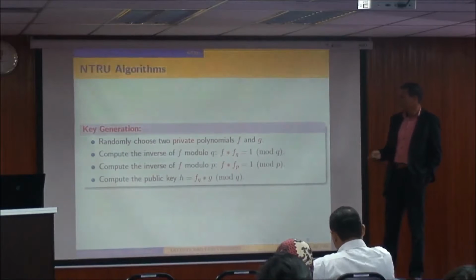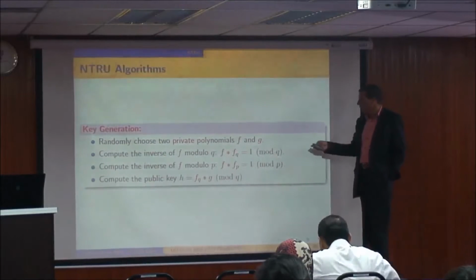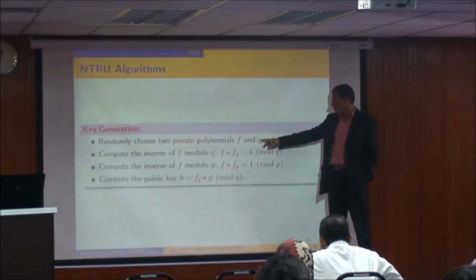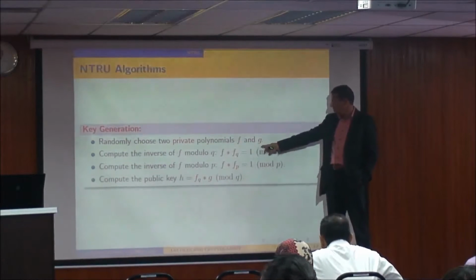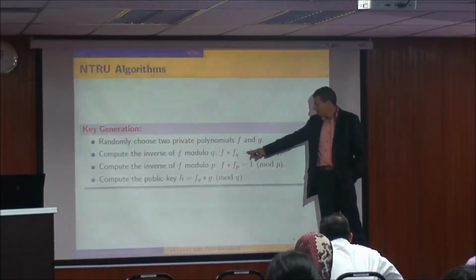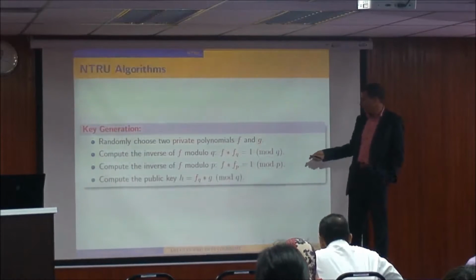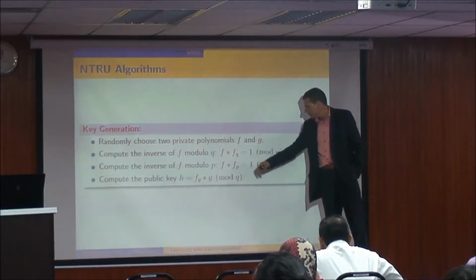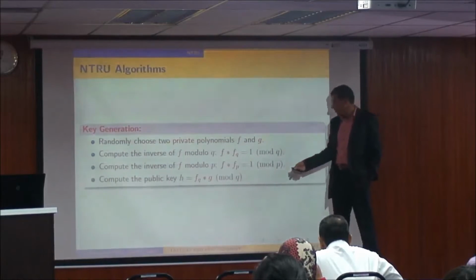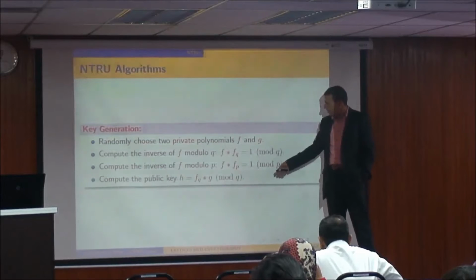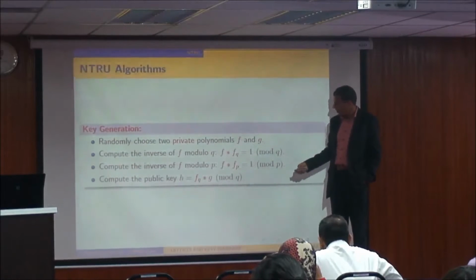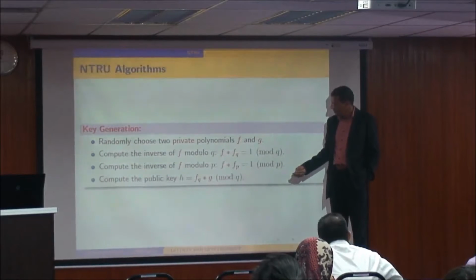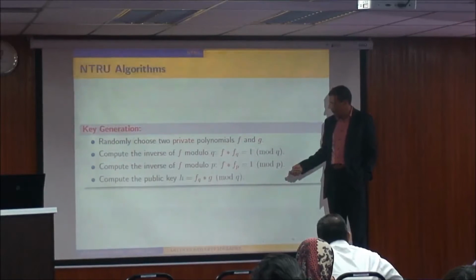The key generation is very easy. You generate two polynomials f and g. You compute the inverse of f modulo q, and the public key will be this product, and this product will be public.